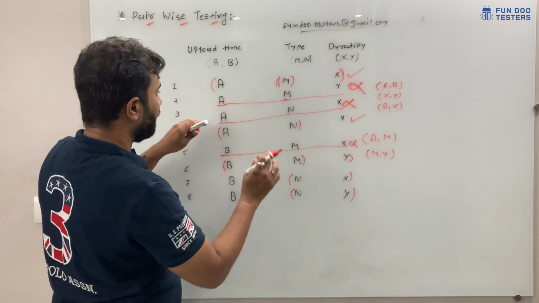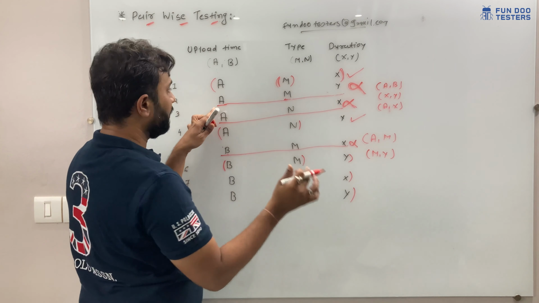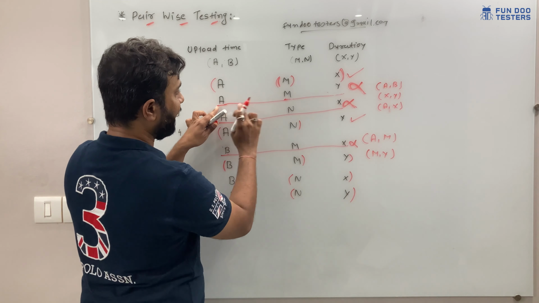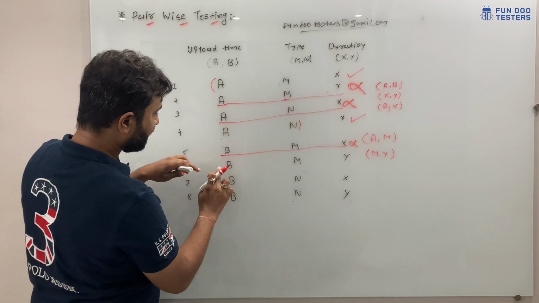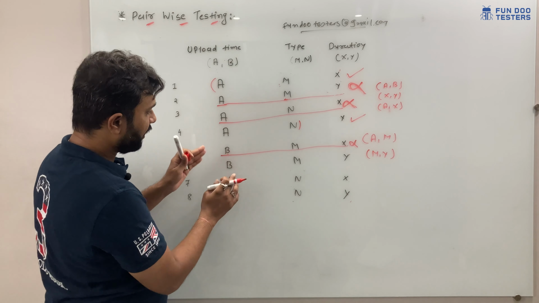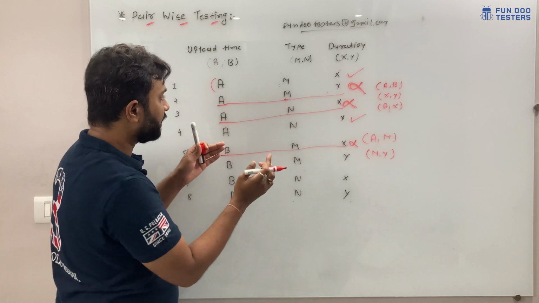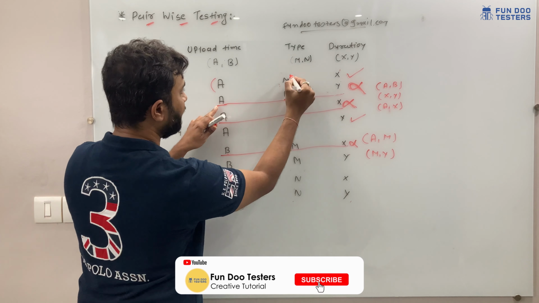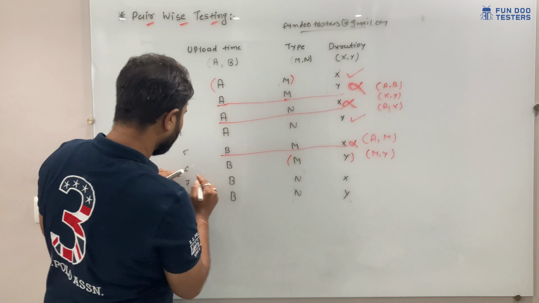Let me repeat again. If we are going to discard pair number 2, then we have to make a combination of A and M. Let me remove this. We have discarded these three pairs, which means wherever these pairs are, there should not be any combination, which means A and M, which is here. Later on M and Y. So M and Y is available with test number 6.